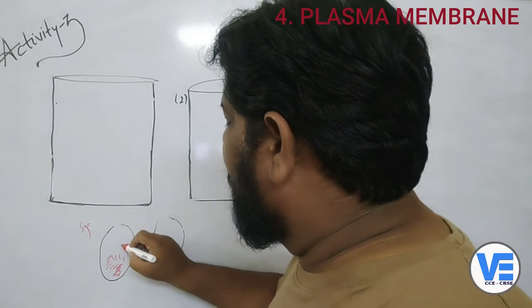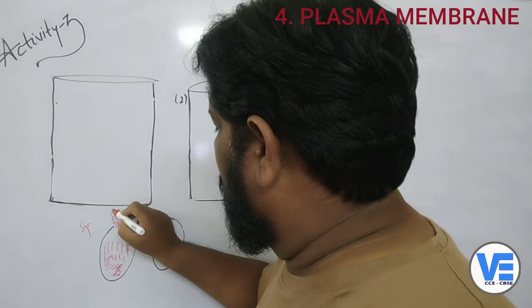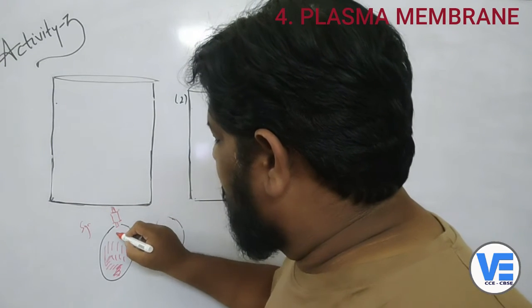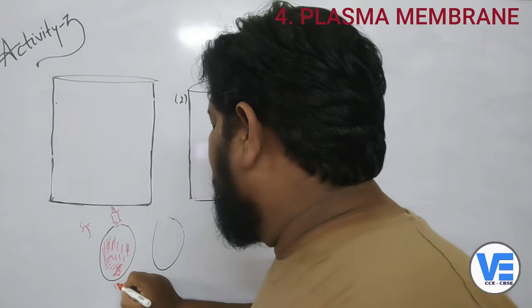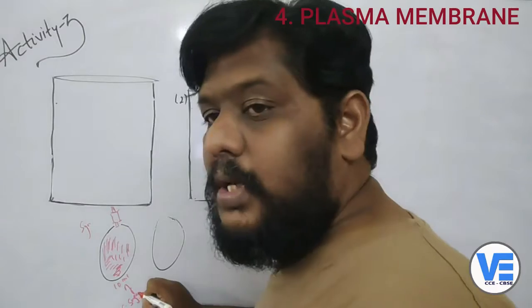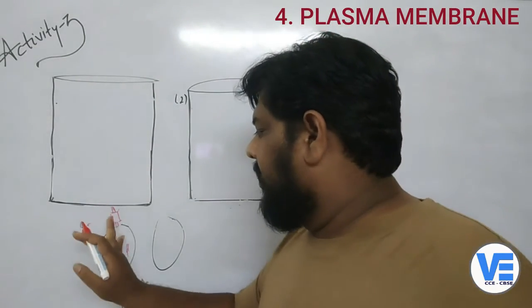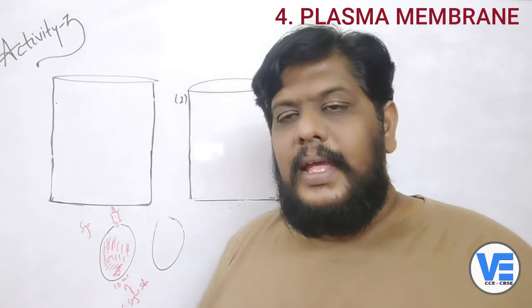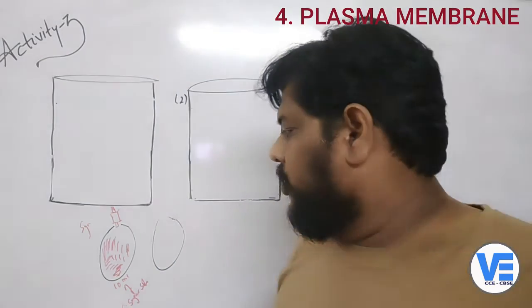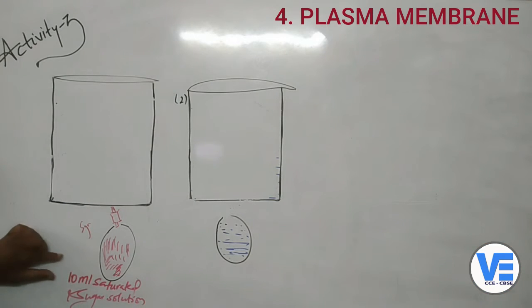What I am doing is filling, using a syringe, 10 ml of saturated sugar solution. So in the first egg membrane, what I filled here was saturated sugar solution. Let me write like this. The first one I have taken 10 ml of saturated sugar solution, which is absolutely concentrated in nature.